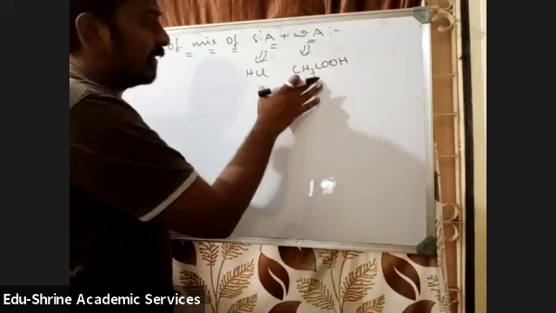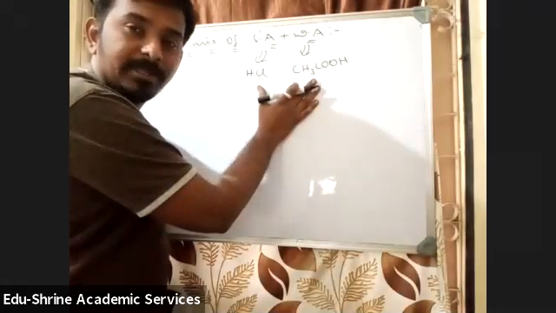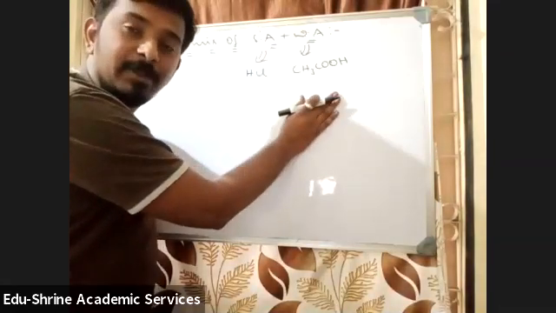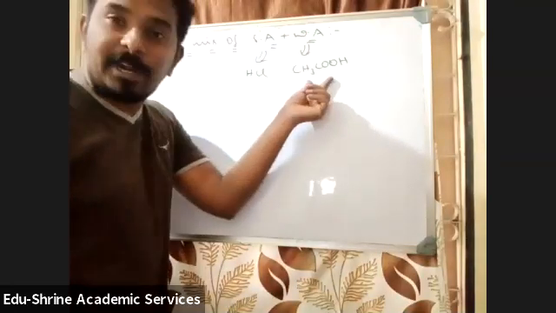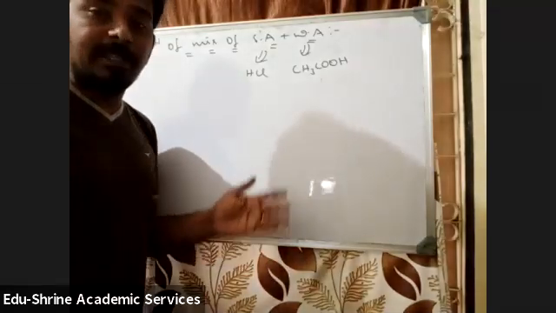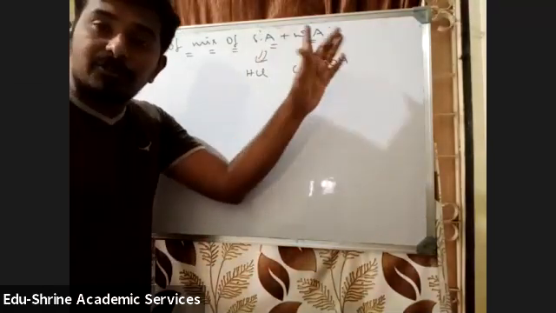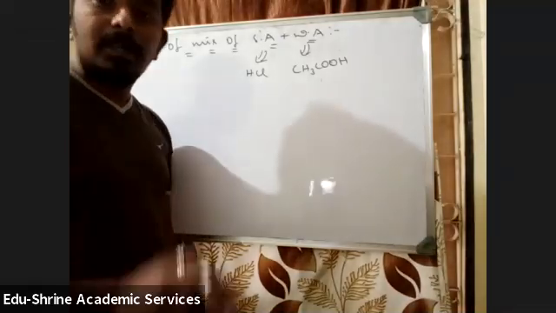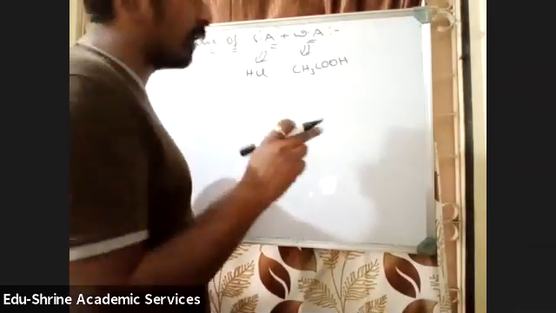How will you identify whether the question belongs to a mixture of strong acid and weak acid? Either Ka will be given or alpha will be given for one acid, and for the other acid nothing will be given. Then you will identify that it is a case belonging to a mixture of strong acid and weak acid. In this case, students, only one point you need to remember.